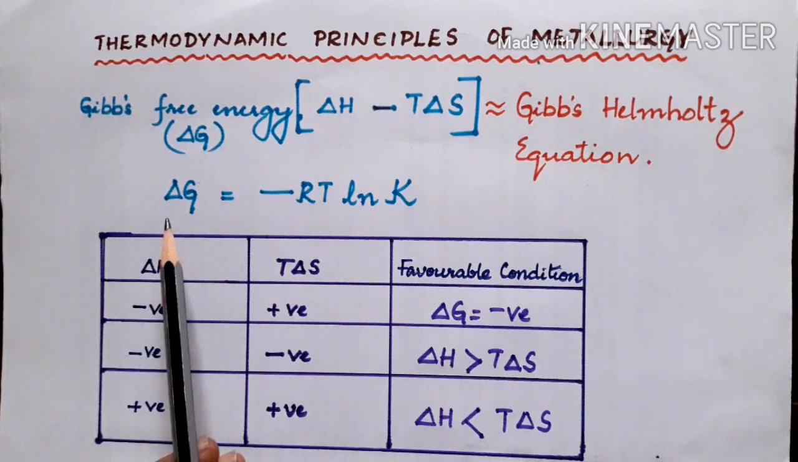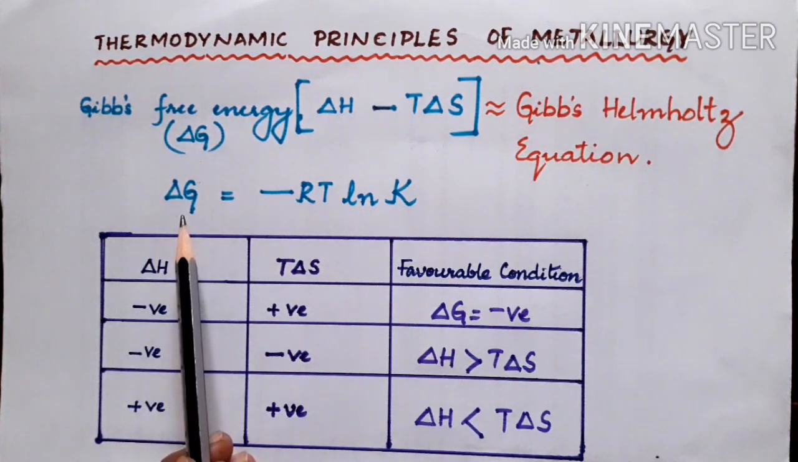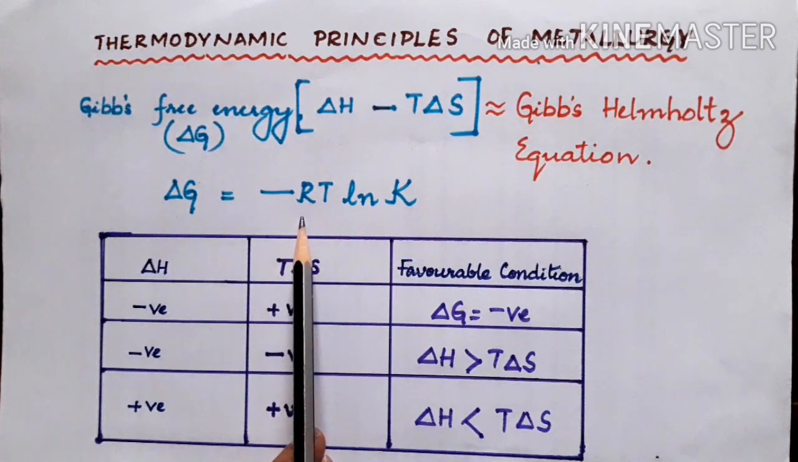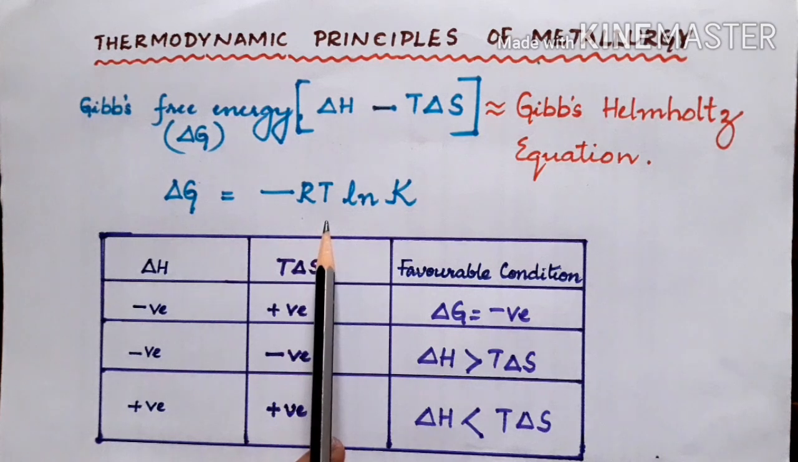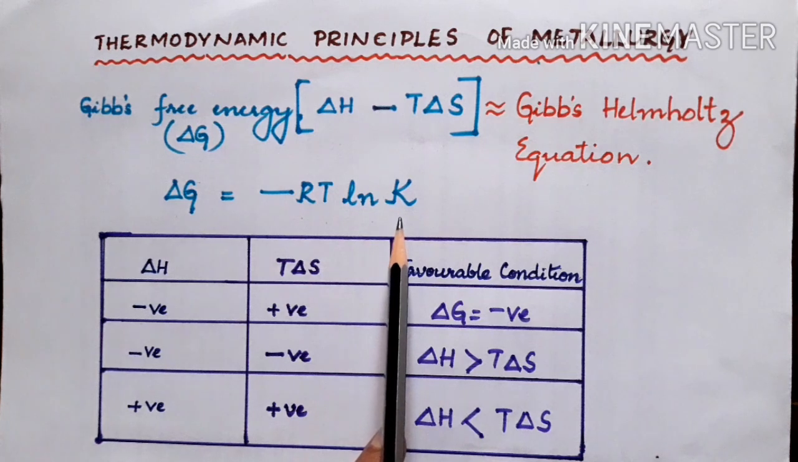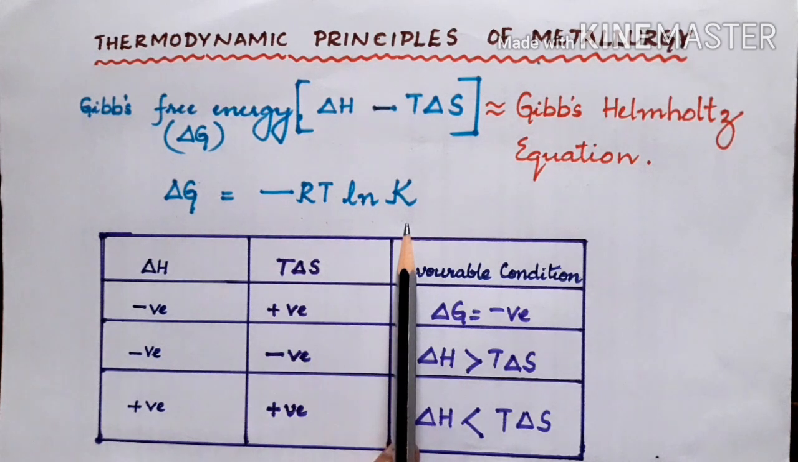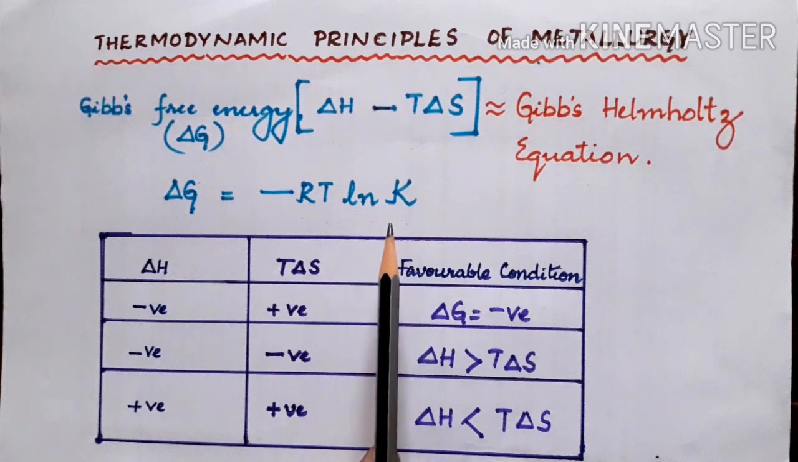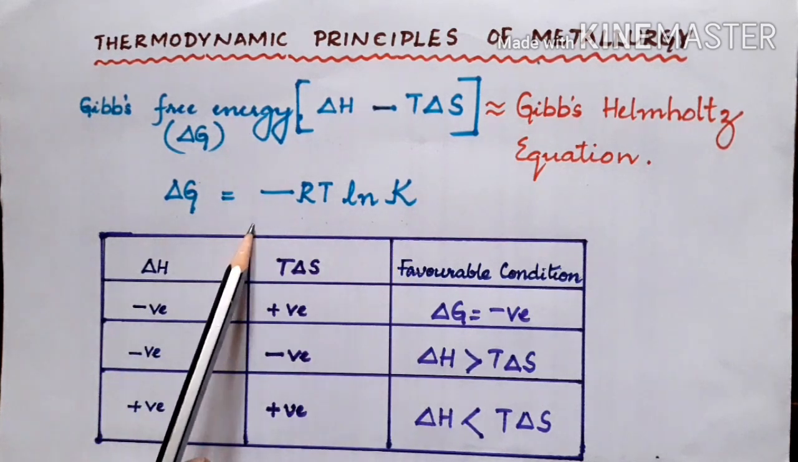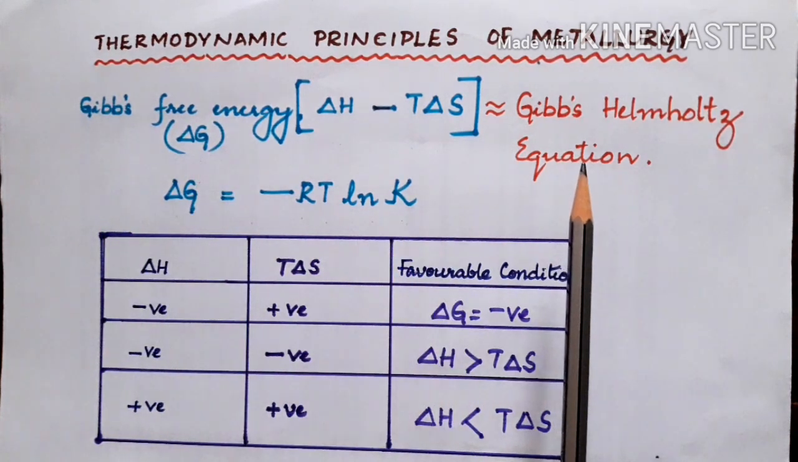In addition to that, delta G is also given by the equation negative RT ln K, where R is the universal gas constant, T is the temperature, and ln K represents the natural logarithm of K. K represents the equilibrium constant, that is concentration of products divided by concentration of reactants. Here we are considering the chemical reaction to be at equilibrium. So these are the two conditions for thermodynamic principles of metallurgy.